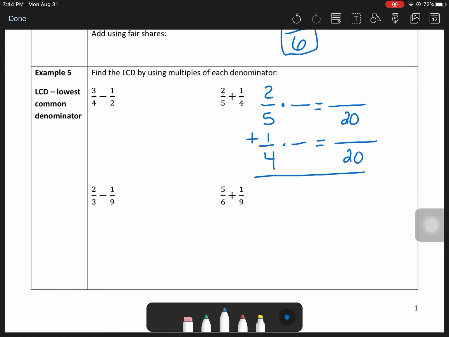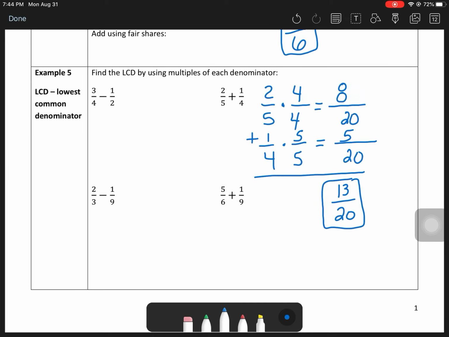For 5 to get to 20, I'd have to multiply by 4. And if I multiply the bottom by 4, I multiply the top by 4. To get a denominator of 20, I would multiply the bottom by 5, and then I have to multiply the top by 5. So in the top example, 5 times 4 is 20, and 2 times 4 is 8. In the bottom example, 4 times 5 is 20, and 5 times 1 is 5. So when we add the two together, 8 plus 5 is 13, but remember we keep the denominator, which is the whole, and that is our common fair shares.